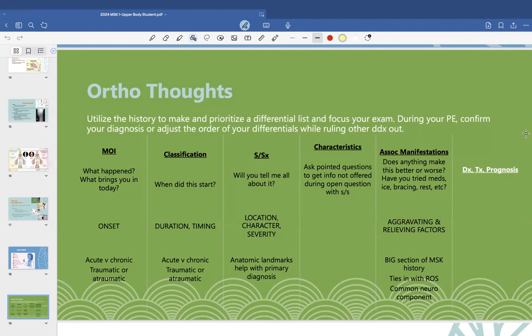And as you build your medical knowledge, you'll already, from a history, be narrowing down your differentials. You'll use your specific questions to keep ruling things in or out, looking for those classic findings. And then the associated manifestations. Does it make it better or worse?